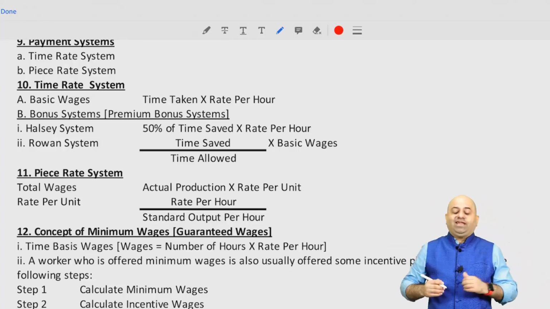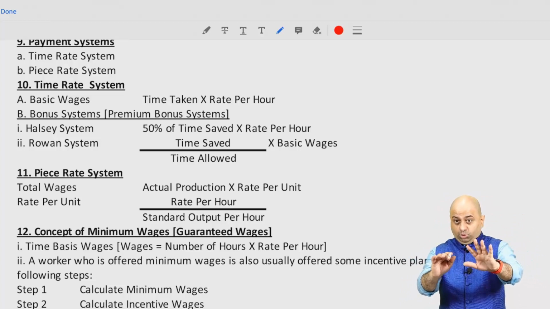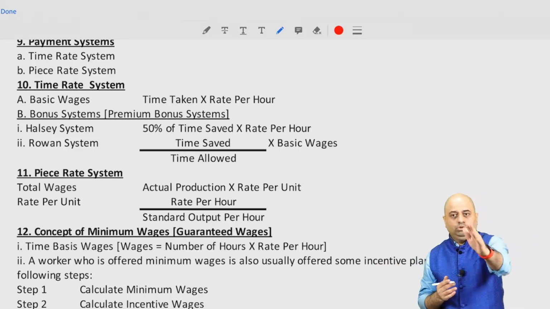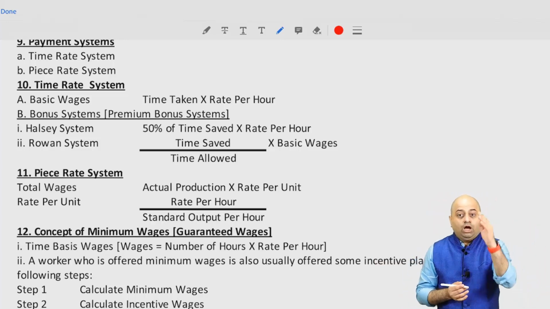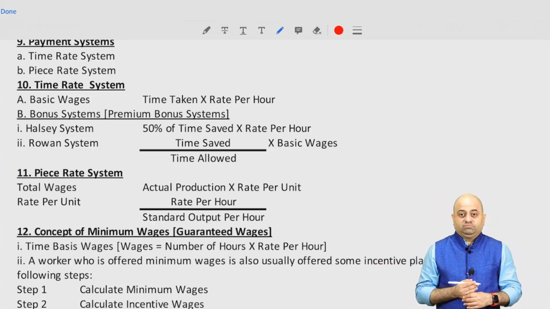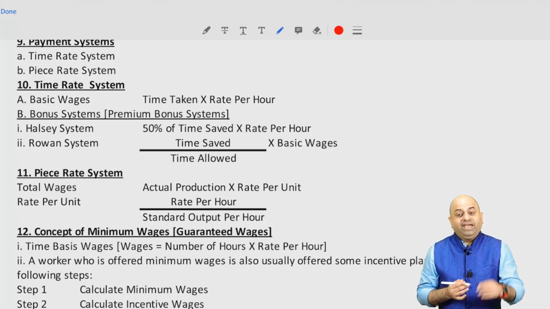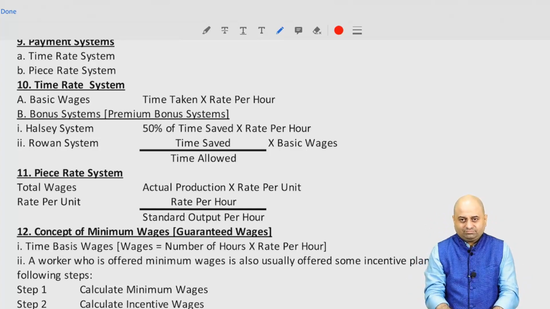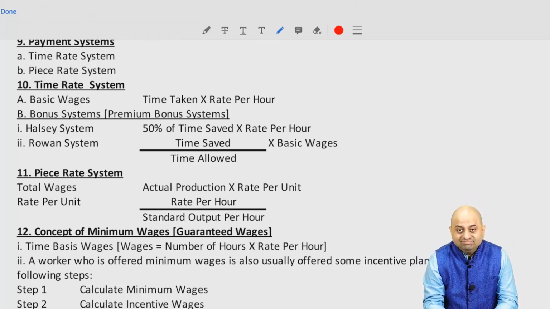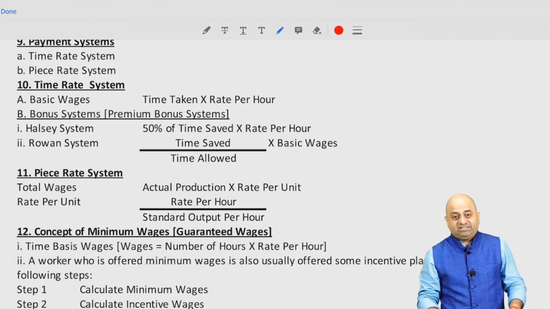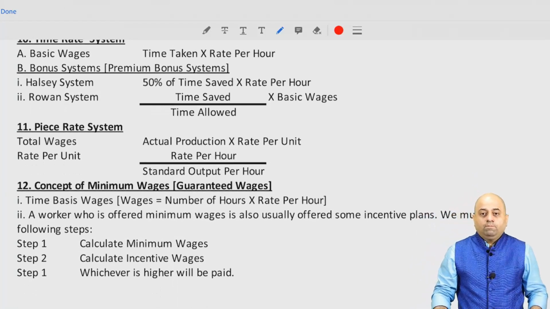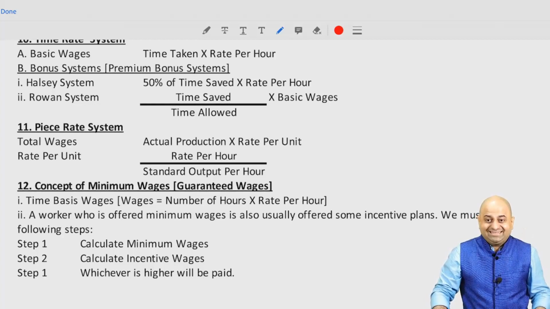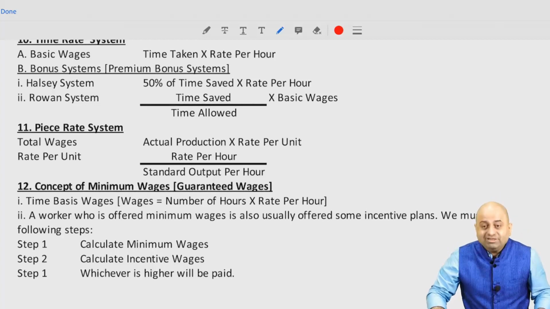Now, usually what happens, usually, I repeat the word usually. Question can give you anything at any time. That's a different thing altogether. Usually what happens? A worker who is offered minimum wages is also usually offered some sort of incentive plan. So what do we do? Simple. We calculate step by step. First step, we calculate minimum wages. Second step, we calculate the incentive, that is plan wages, and then whichever is high will be paid.